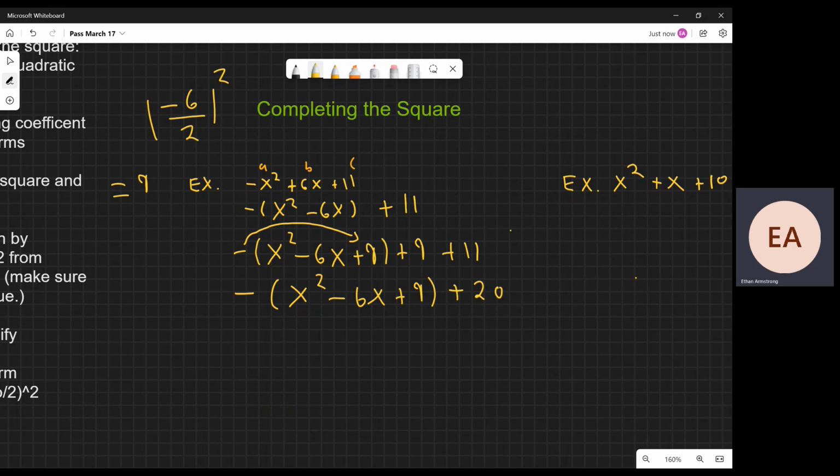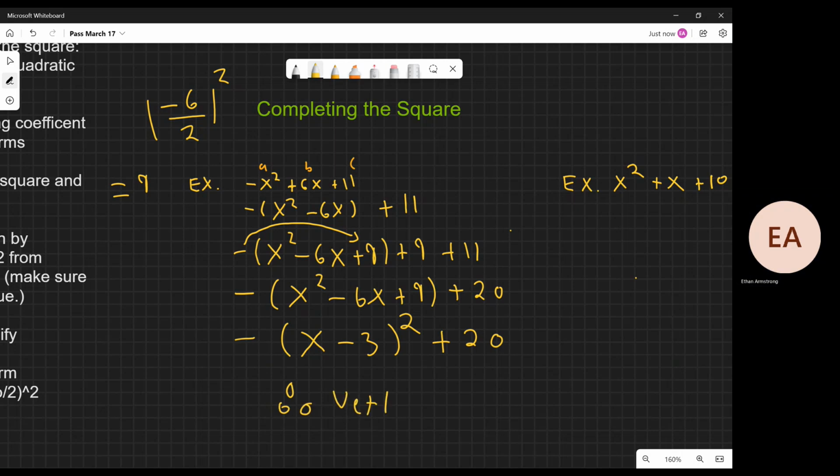And now we will factor this inner trinomial here, and it's going to be a perfect square, hence why it's called completing the square. So this will be x minus 3 squared plus 20. And so it'll always be in this form. So it'll be like x plus or minus the b value divided by 2 and squared. So this means we have a vertex at x equals 3 and y equals 20.